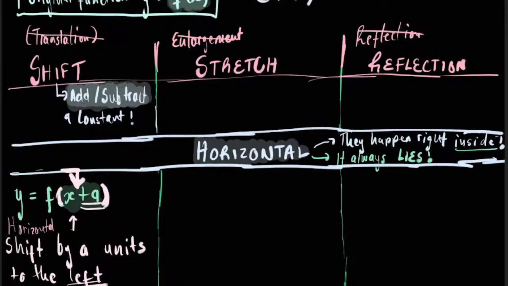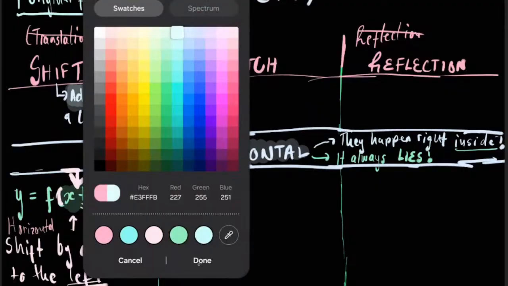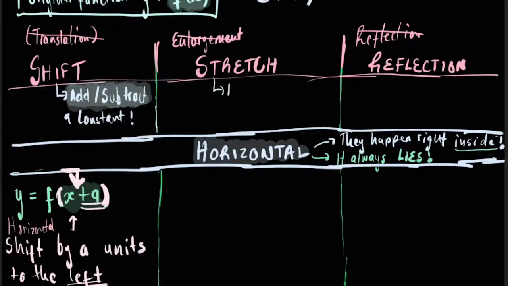All right, so let's talk about stretch. Stretch is when you multiply or divide the original function. So you should look for the original function, and when you multiply or divide by a constant, it becomes a stretch. Stretch multiplies or divides. Don't forget.